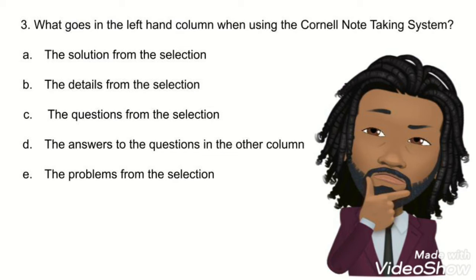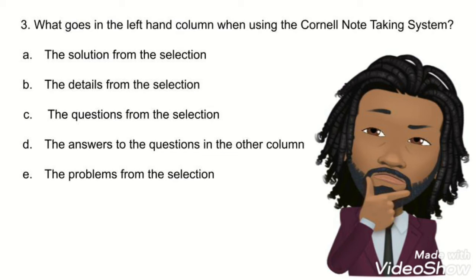Number 3 says, what goes in the left-hand column when using the Cornell note-taking system? Now, I've never used the Cornell note-taking system, and if I did, I didn't realize that I was using the Cornell note-taking system. I just know how I take notes and how I've always taken notes. Now, it says, what goes in the left-hand column? And usually what I am writing in the left-hand column is something from the selection.